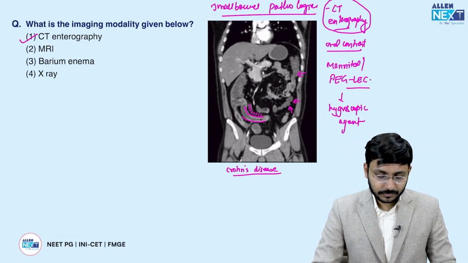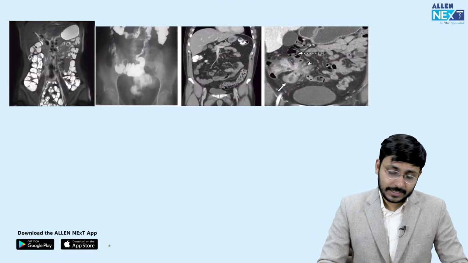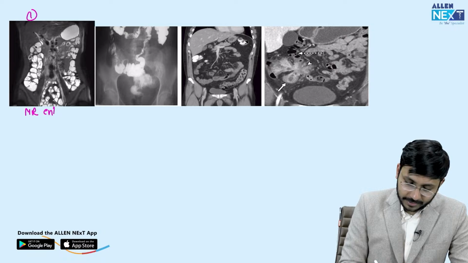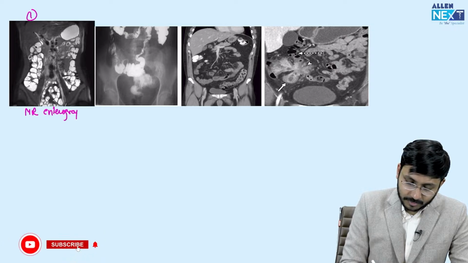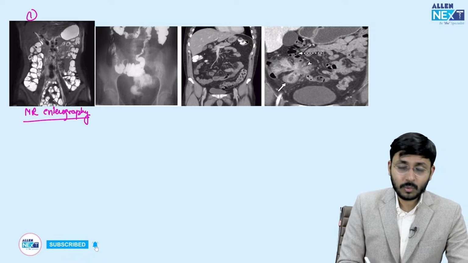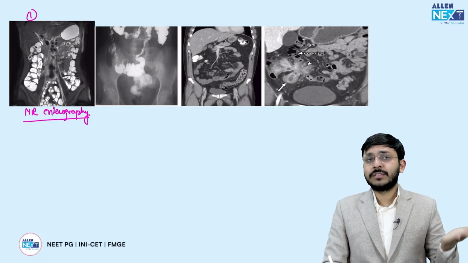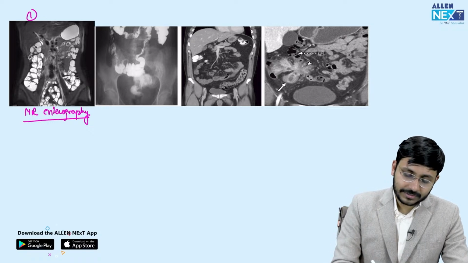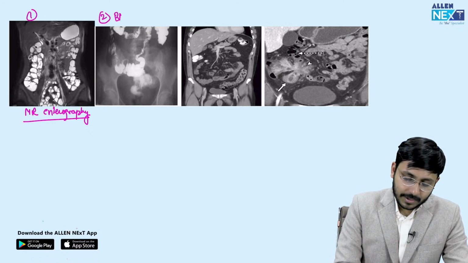Okay. Now, which is this modality that is shown? First number, this is an MR enterography. Again, we are seeing very well the small and the large bowel, but the bones are appearing black. The background tissue is suppressed. So this is an MRI, MR enterography. Now, which is the second modality? This is barium meal follow through.